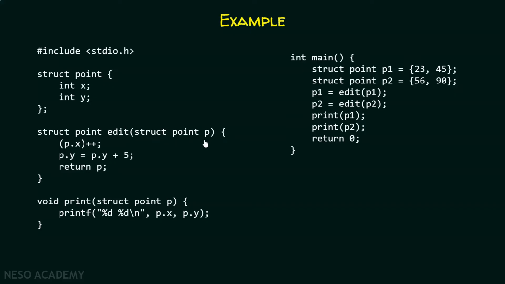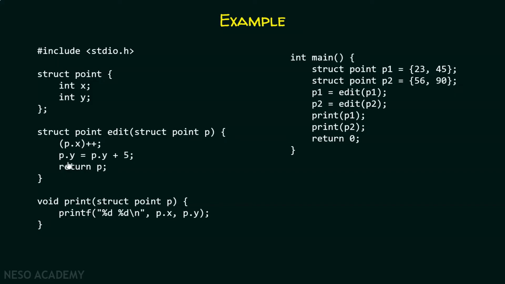Here p contains the copy of p1, which means that the values associated with p.x and p.y are equivalent to the values of p1.x and p1.y. This means that p.x contains 23 and p.y contains 45. Here we are incrementing p.x by 1, which means that 23 is incremented to 24, and it will get stored within p.x only, because p.x plus plus means p.x equals p.x plus 1. So the changes will get reflected in p.x as well.